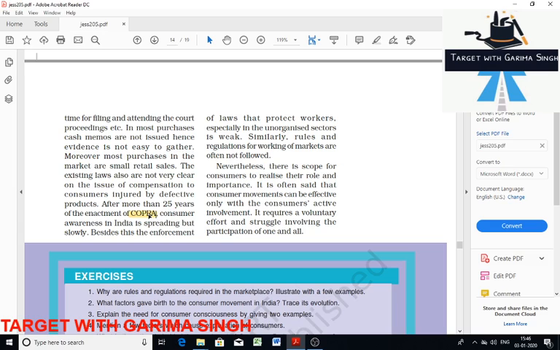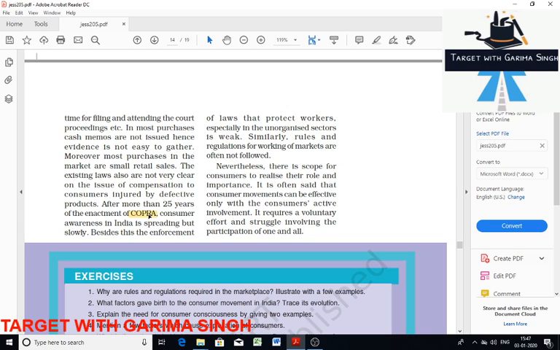The district level court deals with cases involving claims up to rupees 20 lakh. The state level court basically involves cases where the amount is between 20 lakh and 1 crore, and the national level court deals with cases involving claims exceeding 1 crore. Now, if a case is dismissed in the district level court, then the consumer can appeal in the state and then in the national level court. Thus, the act has given us as consumers the right to represent in the consumer court.